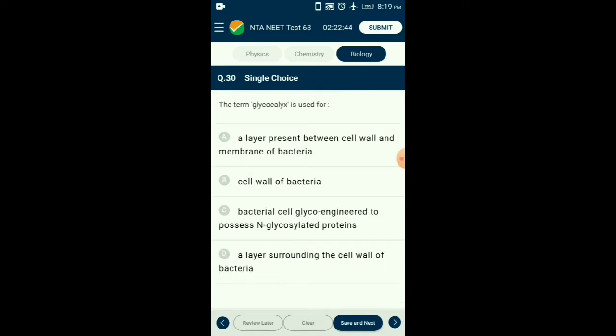Question number 30. The term glycocalyx is used for... Bacteria are surrounded by a three-layered envelope. The outermost is glycocalyx, followed by the cell wall and then the plasma membrane. Glycocalyx is the outermost layer of the envelope. It differs in composition and thickness among different bacteria. So the answer for this question is option D, a layer surrounding the cell wall of bacteria.